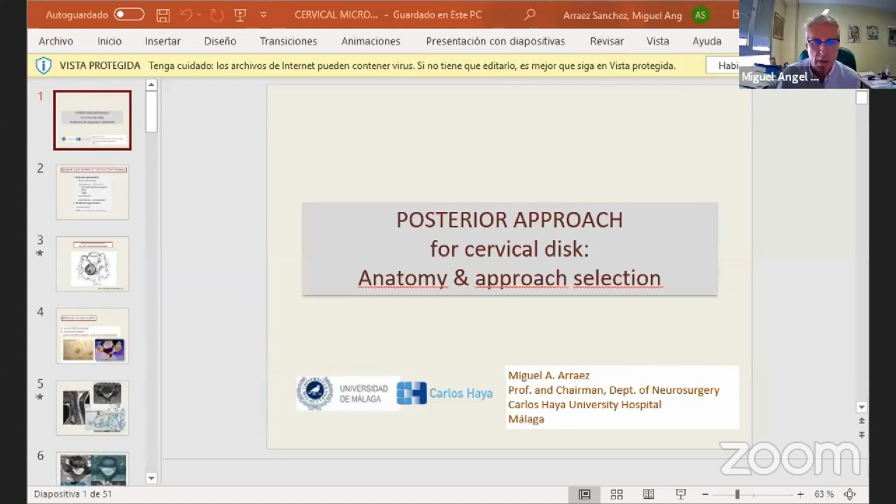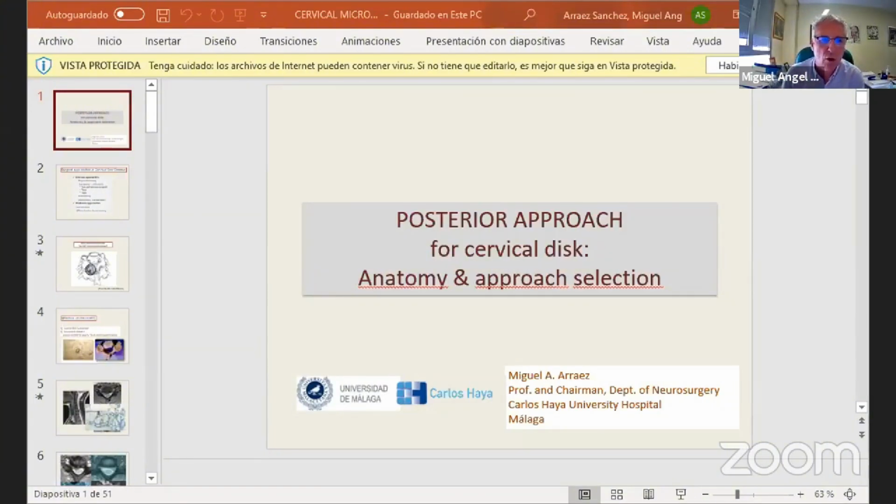Thank you. My talk is in some way on the same topic as Salman's talk, but I will deal with the posterior approach, with some comments in regard to anatomy and selection of approach. The possibilities for anterior approaches have been very much demonstrated by Salman Sharif. Regarding posterior approaches, we have laminectomy, and also the so-called microlaminoforaminotomy. This is the technique I'm going to deal with over the next maybe 15 minutes.